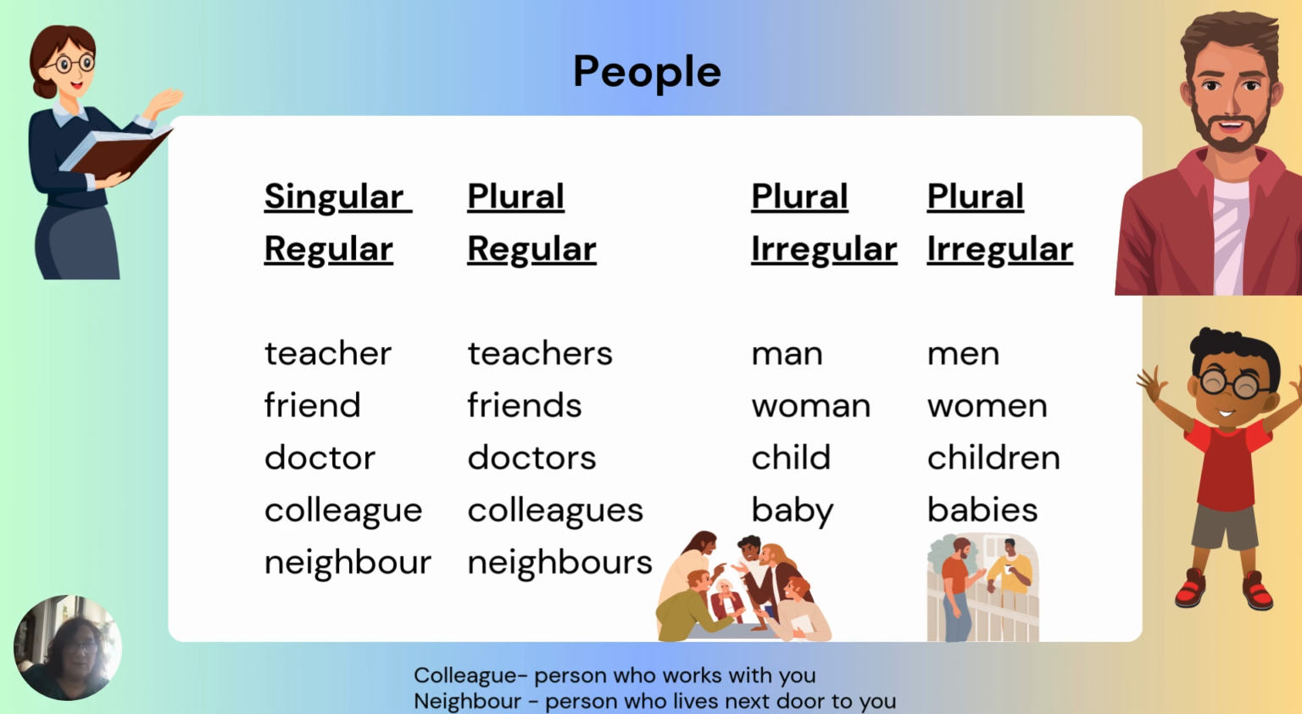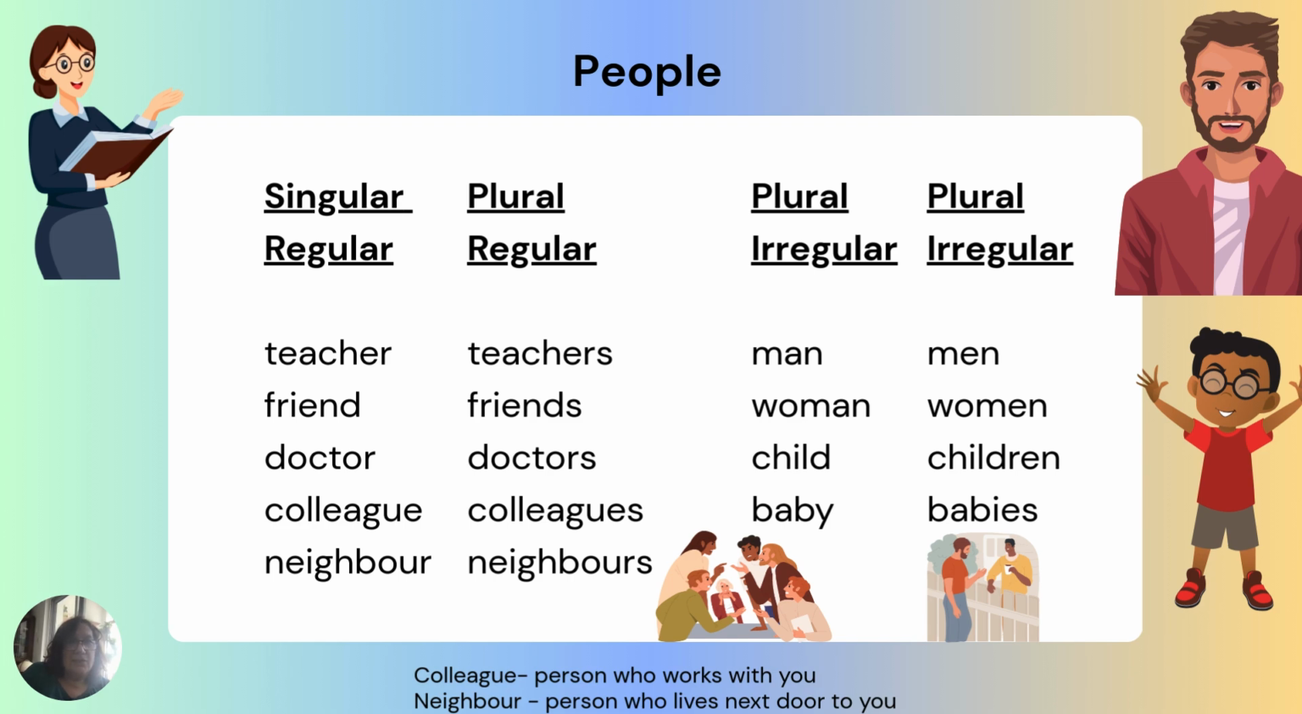Friend, friends. Doctor, doctors. Colleague, colleagues. Neighbor, neighbors. These last two words are big and difficult. A colleague is somebody you work with. And a neighbor is somebody who lives next to your house.